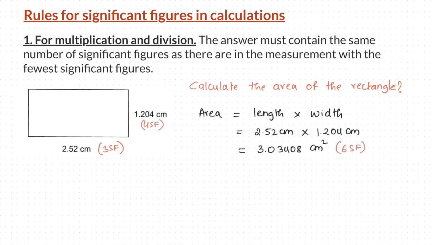Measurement 1 has 3 significant figures and measurement 2 has 4 significant figures, and the final answer has 6 significant figures. However, according to the rules, the answer should have the same number of significant figures as the measurement with fewest number of significant figures. That is 2.52 centimeters with 3 significant figures. So we need to round off the answer to 3 significant figures. In the next slide, we will learn the rules on how to round the numbers.